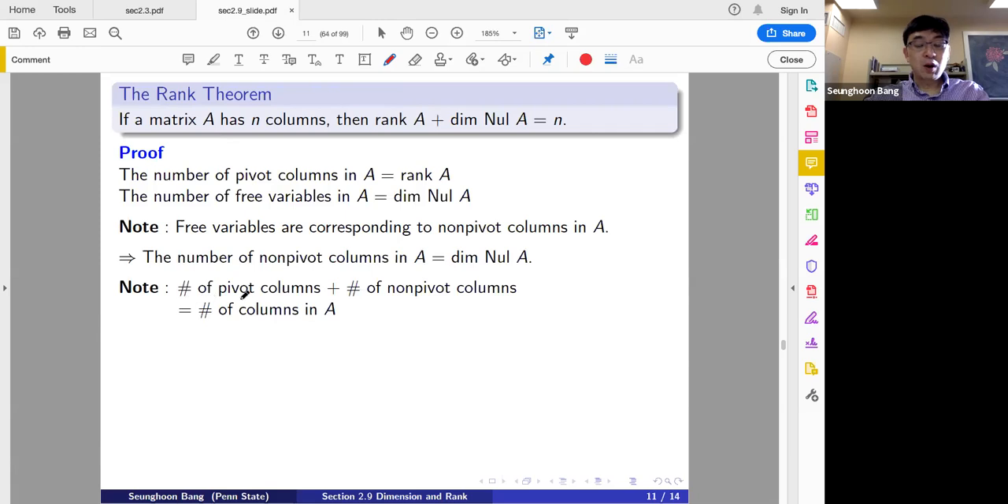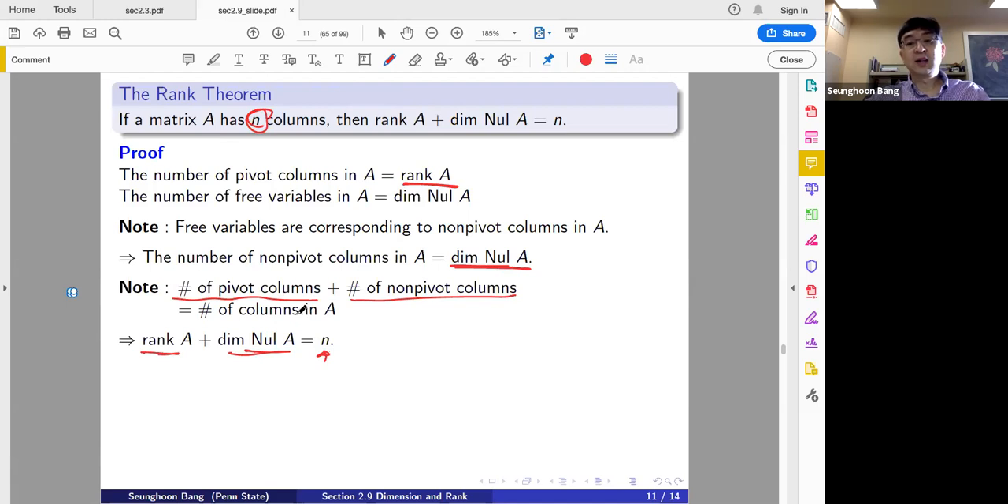So we know the number of pivot columns plus the number of non-pivot columns is the number of all columns in A. The number of pivot columns is the same as rank A, so you can replace it. The number of non-pivot columns is exactly the dimension of the null space, and the total is the number of columns in A, which is n. So always, rank A plus the dimension of the null space of A is n. This is the whole idea.